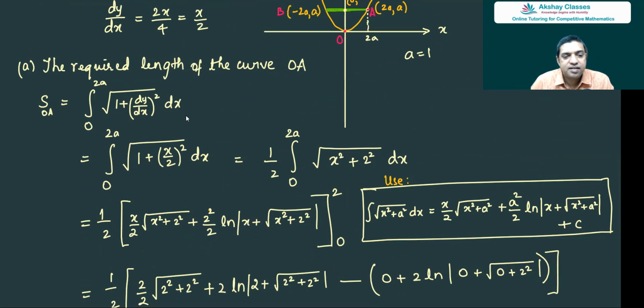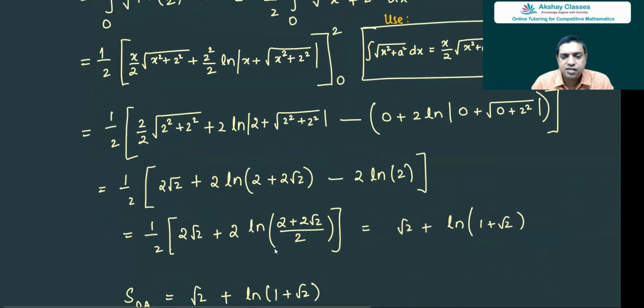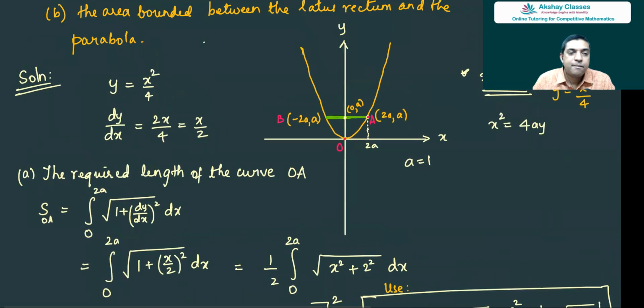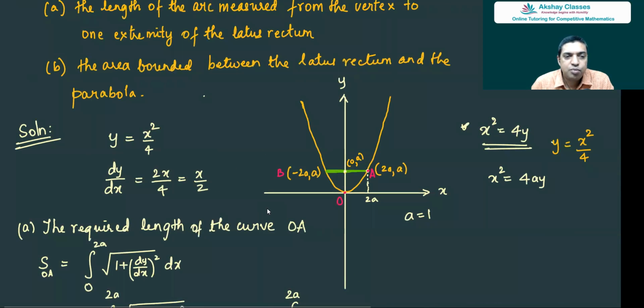This was the length. So you see, it is a simple integral, but because you have this rational form, you have to use the antiderivative formula correctly and substitute the limits correctly and solve the problem. Okay, that is about length. How about the area?